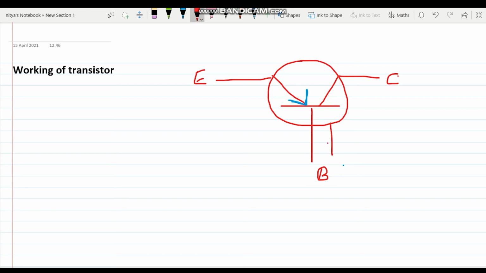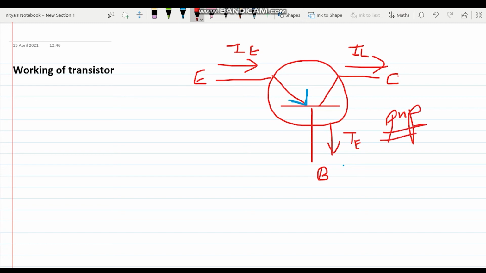So what is the direction of it? The base terminal current IB goes here, the emitter current goes here, and the collector current goes here. This is the circuit symbol of the PNP transistor.